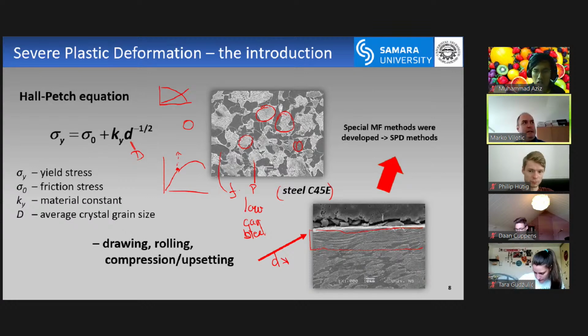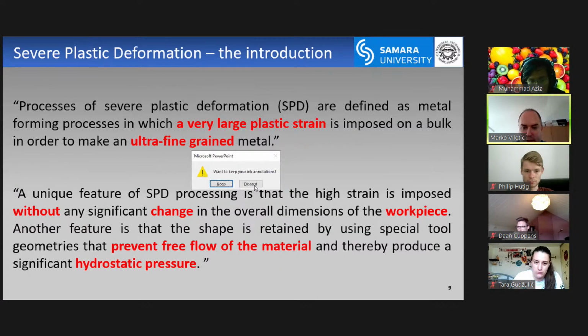And then why can't we just buy some cheap steel, improve its properties, and have the same properties as expensive material? That's why they made special metal forming methods. They're called severe plastic deformation methods. We will see what it is about. Let me just check my timing. Okay, so I will just give you the definition.